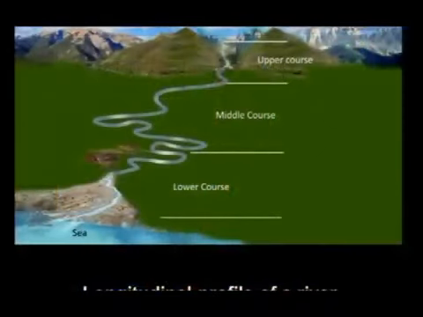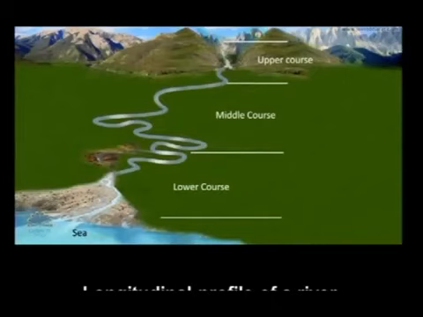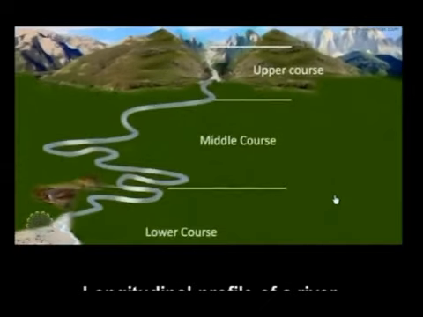So now, people, what's very important is that we are going to have a look at the longitudinal profile of a river. If you have a look at the longitudinal profile, you must know that a river has three courses: the upper course, the middle course, and the lower course. And this river runs from the mountains right through to the sea. Now, let's have a look at the characteristics of these courses. The course of a river comprises three distinct parts.